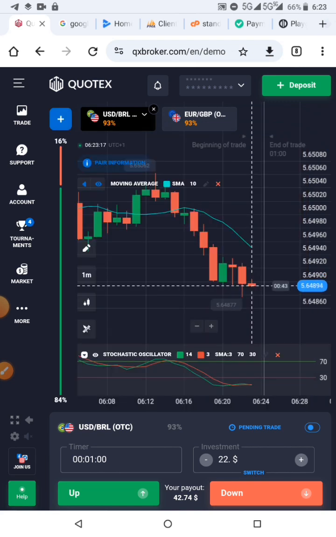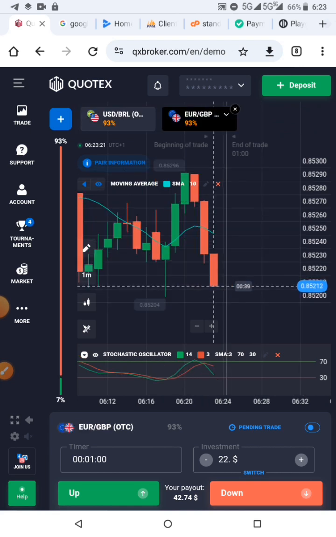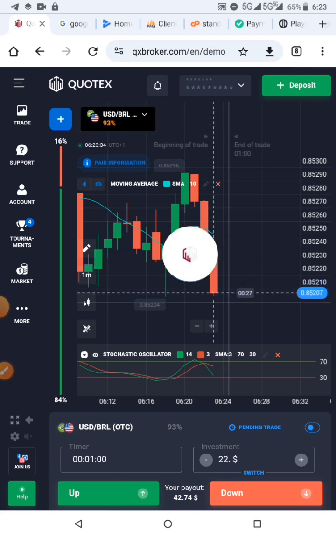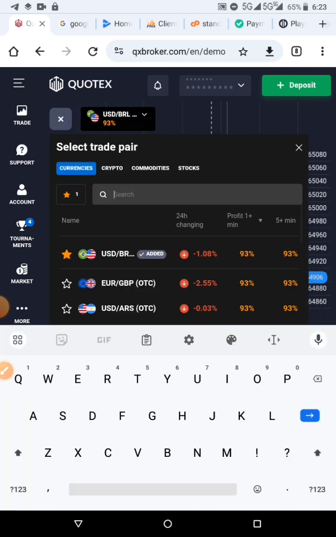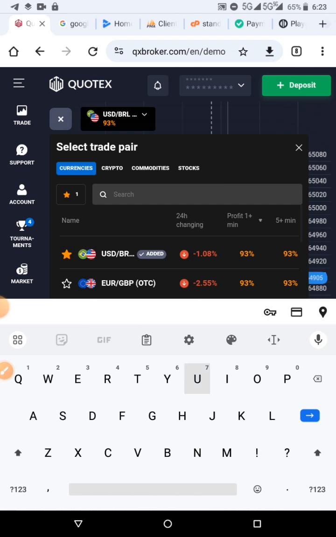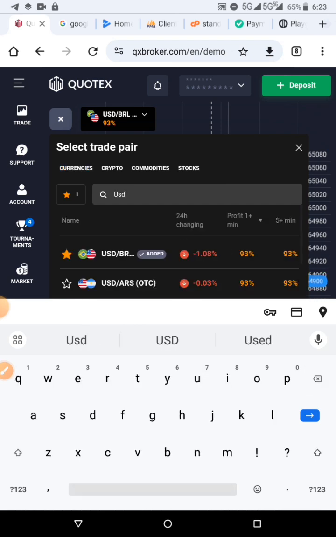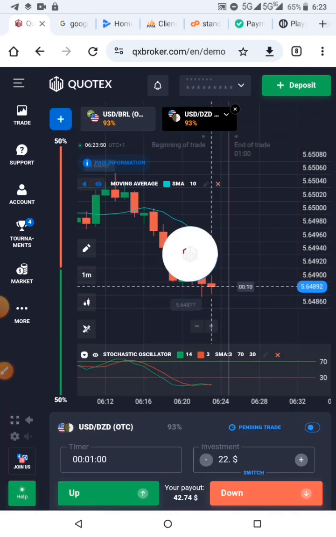It is on the chart. Let me remove the Euro USD and Britain JPY. I'm going to remove that, so it remains only USD BRL, so that we can add the others. As you can see now, it's only this. If I want to add others, I will have to tap on that place, then search for it, USD DZD. And as you can see, I just have to tap on it and it will be added back.